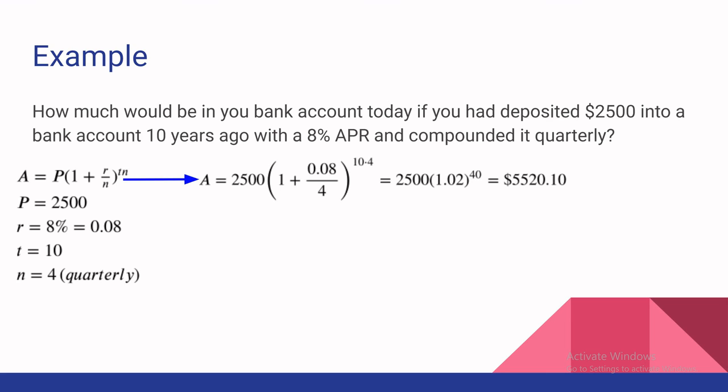So, plugging all these in, we get A equals 2,500 times 1 plus 0.08 over 4 to the power of 10 times 4, which simplifies into $5,520.1.